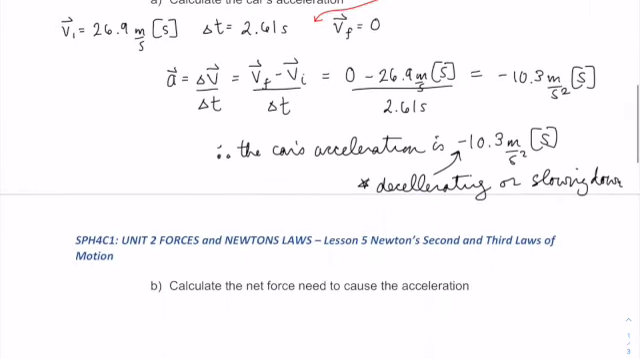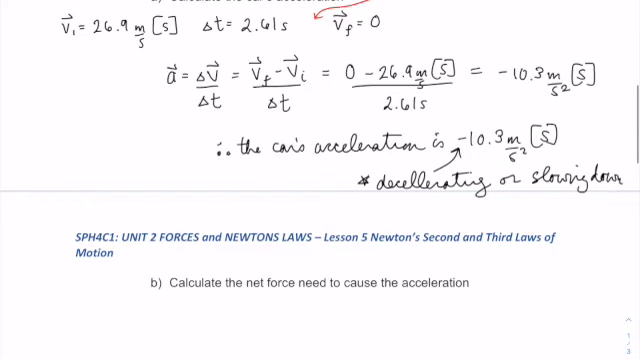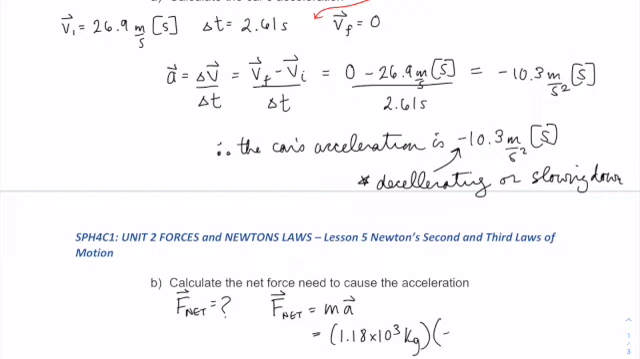Okay, in part B, we need to find the net force needed to cause the acceleration that we just calculated in the car above. So we know that the net force from Newton's second law is equal to mass times acceleration. The mass of this vehicle is 1.18 times 10 to the power of 3 kilograms. And the acceleration we just calculated was negative 10.3.